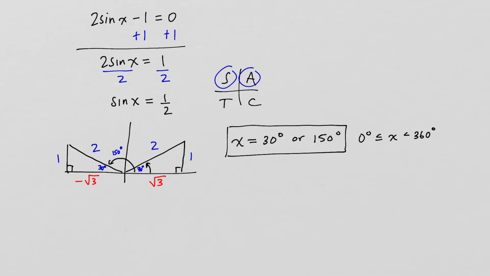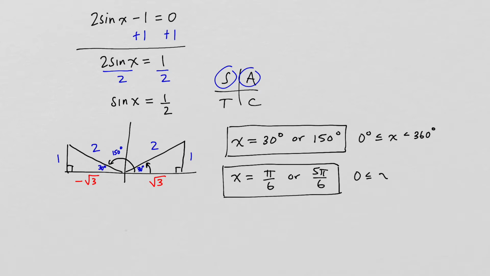Sometimes they'll ask for the answer in radians. If they ask for this answer in radians, we would simply say that x is pi over 6 or 5 pi over 6, because those are the direct conversions of 30 degrees and 150 degrees to radians. And this would be the solution if they asked for the solution in radians, where the answer has to be between 0 and 2 pi.